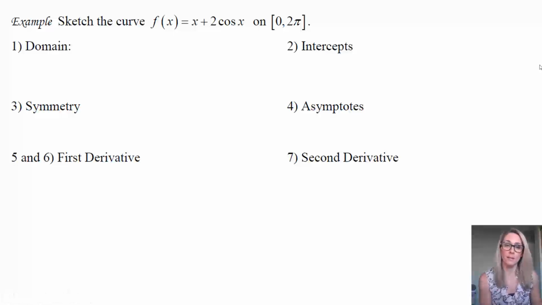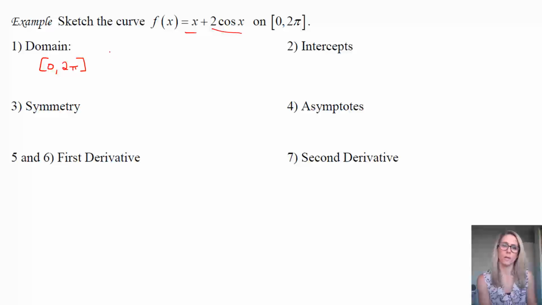So this is the last question from the curve sketching section 3.5. And here we have a trig function with a polynomial as well. So we have a combination here of types of functions. We have x and then we have plus 2 cosine x. We're given the domain, which makes our lives much easier, 0 to 2 pi.